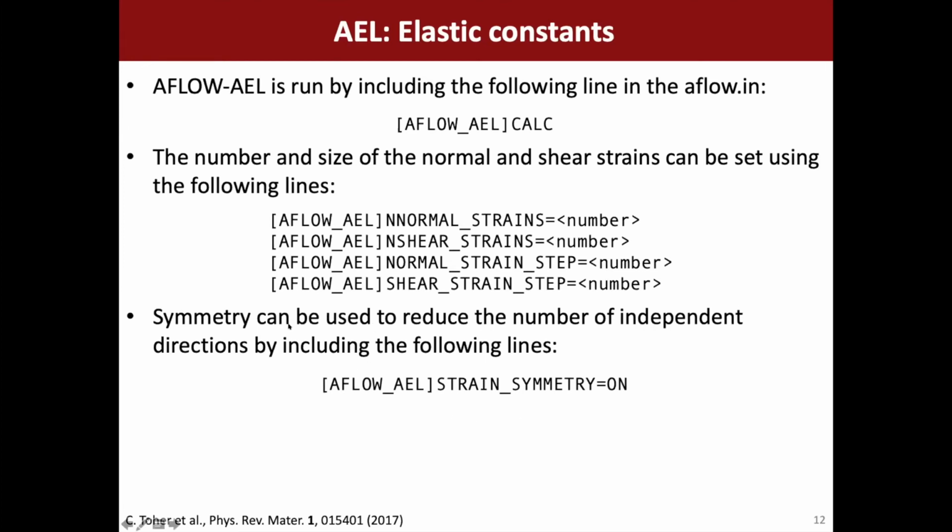We have also included the ability to use symmetry to reduce the number of independent directions. So for example, in a cubic cell, this direction and this direction should all essentially be the same. If we use the AFLOW-SYM that David was talking about yesterday, it checks what the symmetry of the system is. If it sees that it's cubic symmetry, it says, oh, we only need to do one of these strain directions. We don't need to do all three. This reduces the number of calculations we have to do by a factor of 3.